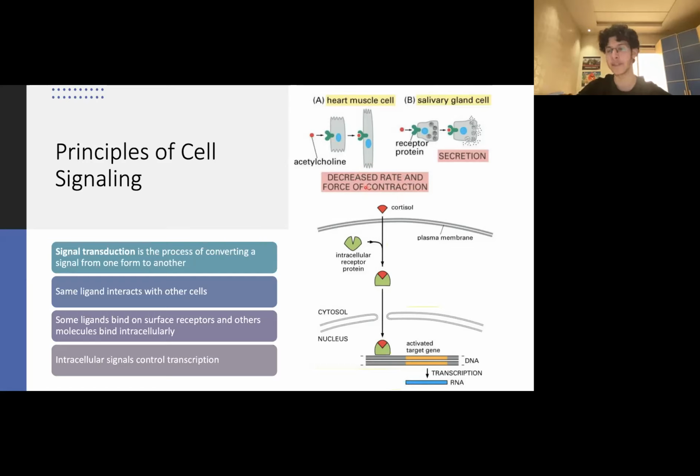Now you're probably wondering, how does this happen? That is way too advanced for now, and we really do not want to get into those details. Let's move on to the next principle, which is intracellular and surface binding.